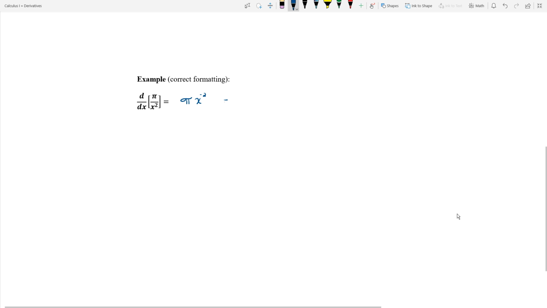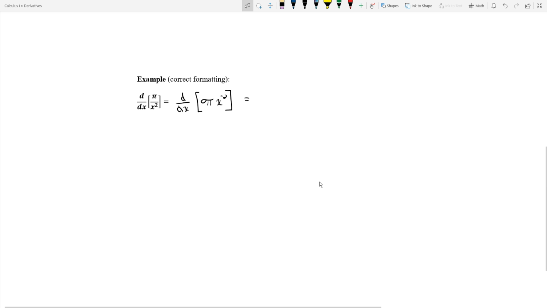So then we can go ahead and solve this. So this should actually be written as the derivative with respect to x of pi over x squared. I'm going to rewrite this as pi multiplied by x to the negative second. Now that's in that general format. So then we can go ahead and work on this to solve it.